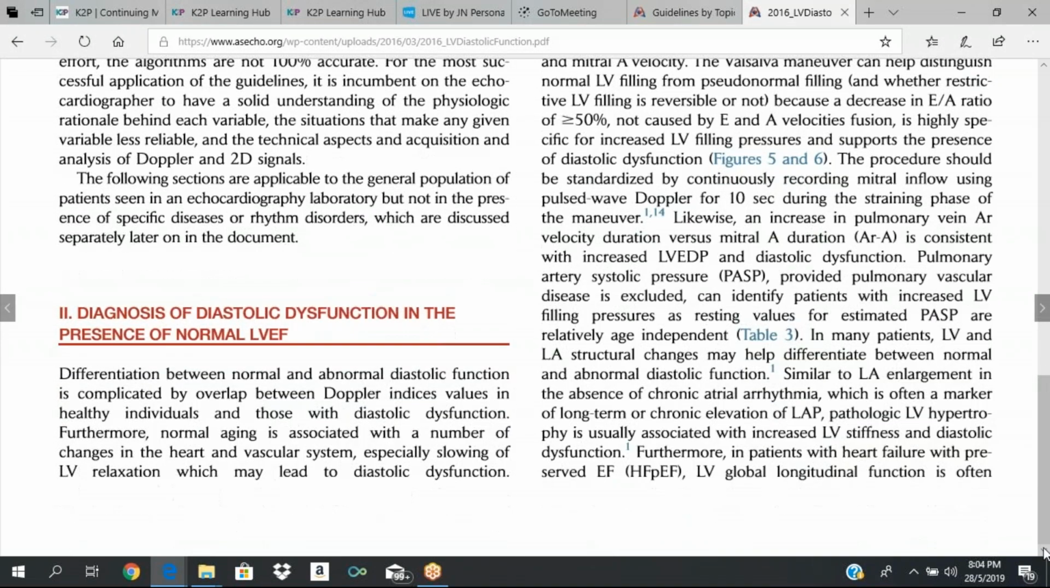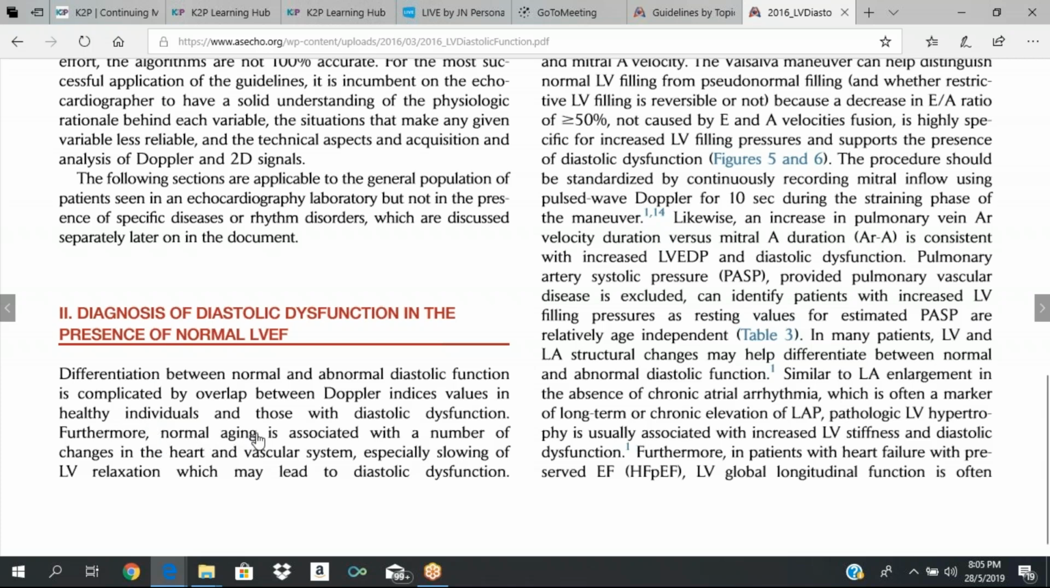Okay, so the differentiation between normal and abnormal diastolic function is complicated by overlap between Doppler indices values in the healthy individuals and those with diastolic dysfunction. So you're going to have some amount of overlap.